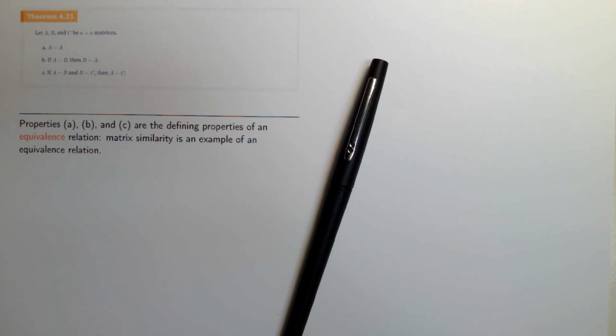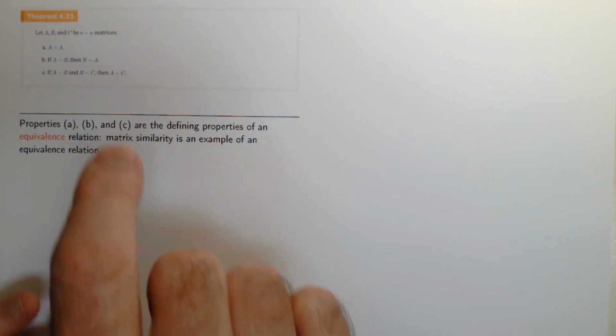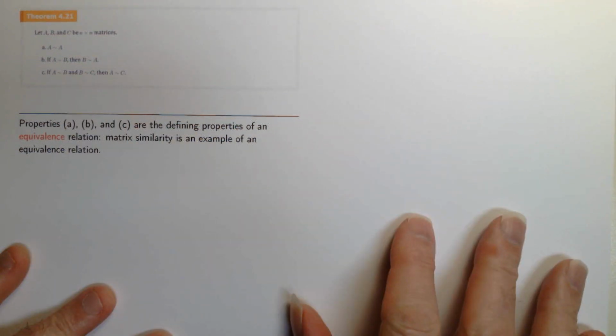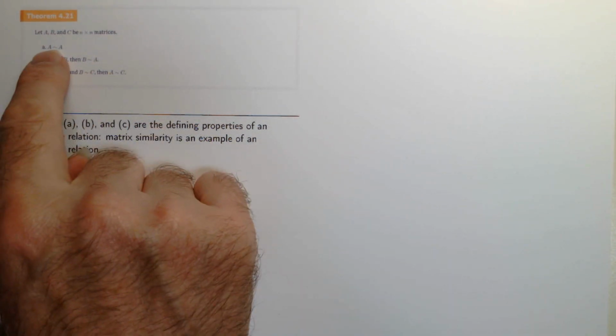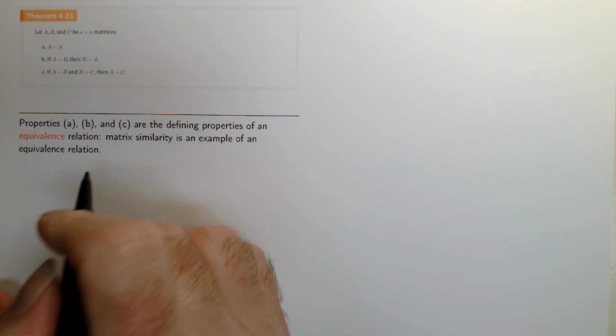All right, welcome to the document camera. Let's look at the proof of theorem 4.21. Remember, A, B, and C are n by n matrices, and our first task is to show that a matrix A is always similar to itself. And this is actually a fairly simple thing to do.